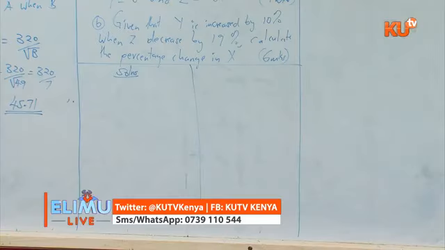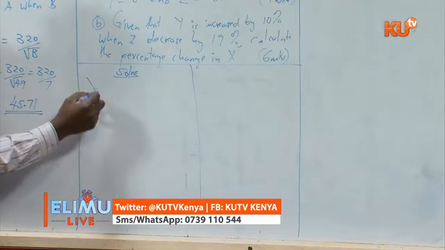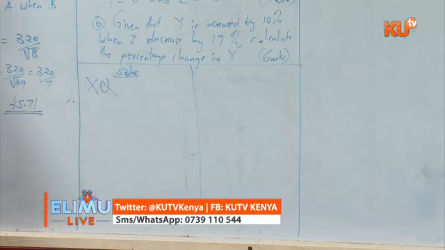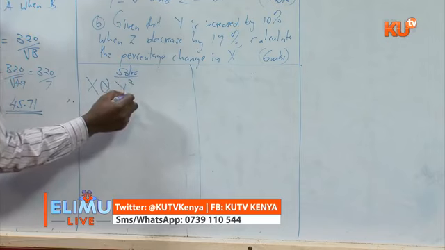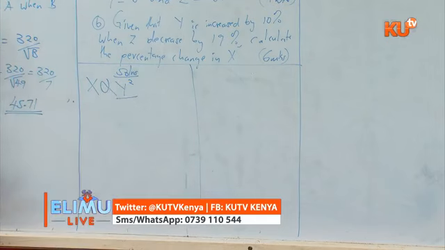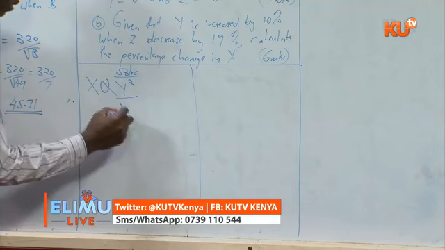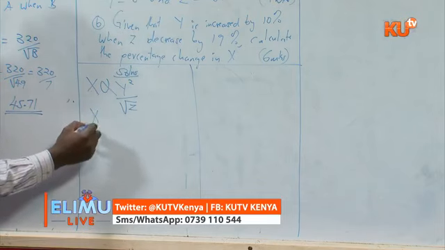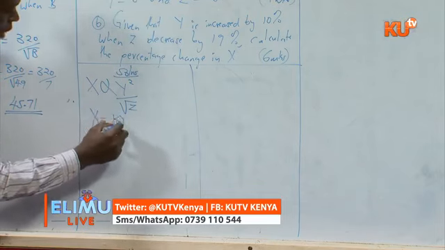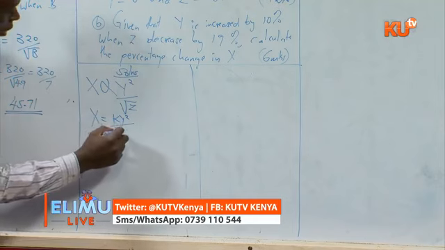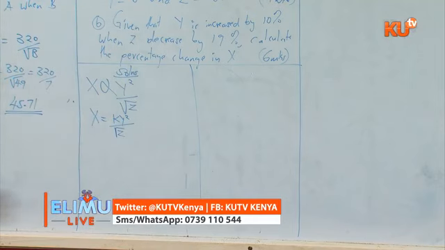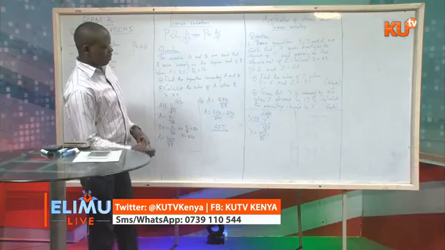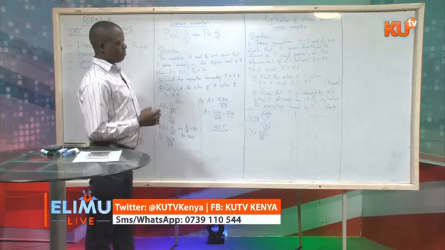We are saying that x varies directly as the square of y, so it means y squared, and inversely as the square root of z. We take this alpha out and then have x equals ky squared over root z. So that is technically the equation connecting x, y, and z.